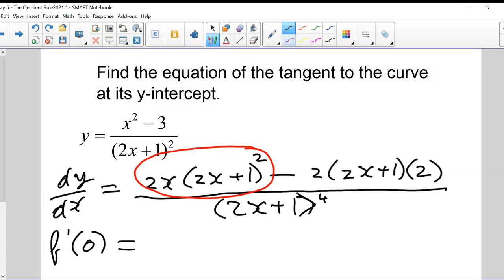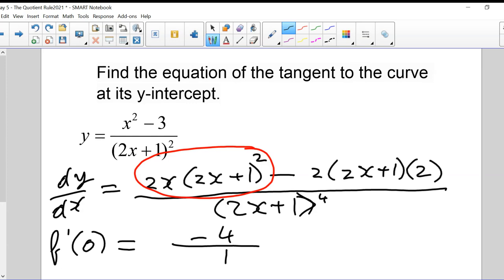So that's going to be equal to 0 plus 1 times 2, which is 2. So it's going to be minus 4, basically, is what I'm getting on top. Right? And then on the bottom, if I put 0 into that, it's just going to be 1 to the power of 4, which is just simply 1.